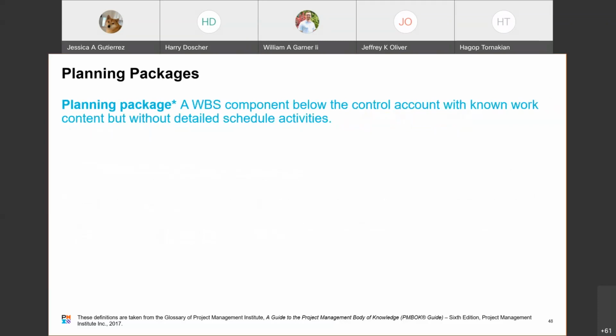And planning packages, a work breakdown structure component below the control account with known work content but without detailed schedule activities. Okay, so if you've got a package out there, it gives you a good wet-fingered guess about where it should reside and what the scope is of that. You don't have all the components, but you don't have the detailed breakdown done yet. So you're going to anticipate having subordinate parts of your WBS coming off of there.